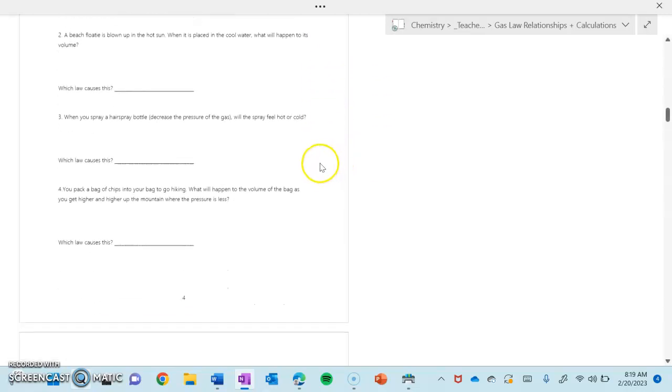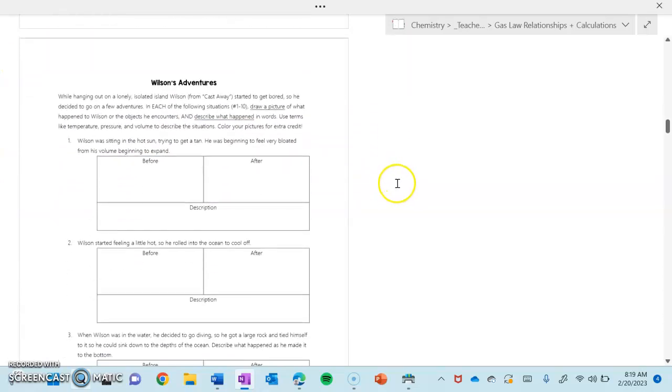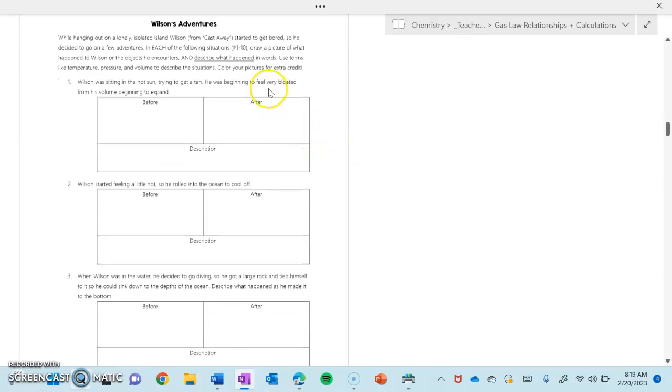These are all pretty quick. I want you to do 2, 3, and 4, and then we will check them together on either Thursday or Friday when we're together. And then the other practice for today is Wilson's Adventures. If you've seen Castaway the movie, this is the little volleyball friend that the main character creates while he's shipwrecked on an island. Actually, his plane crashed, and he's on an island trying to survive. So this is focusing on the little volleyball friend, Wilson.